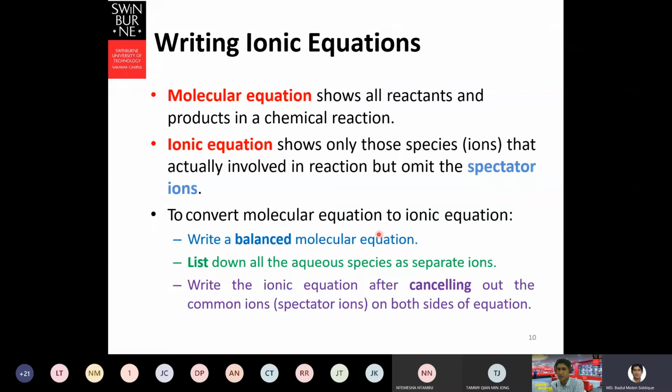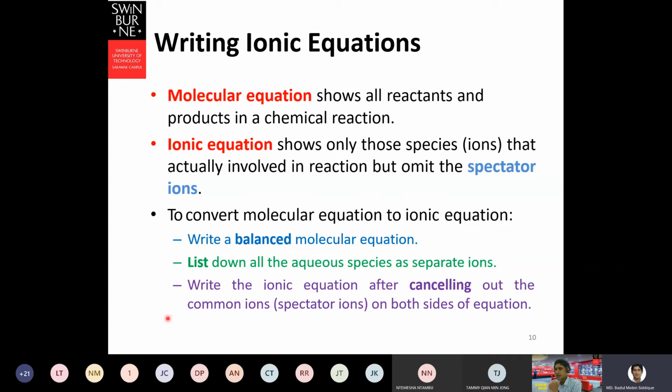Otherwise, there will be a mistake, because we do not know how many of the ions are produced if we do not do the balancing. Then we have to write down the aqueous species as separate ions. If there is a gas or liquid or solid, we are not showing it as an ion, because in solid form, they are not in ionic form. Only those in aqueous form are in the ionic state.